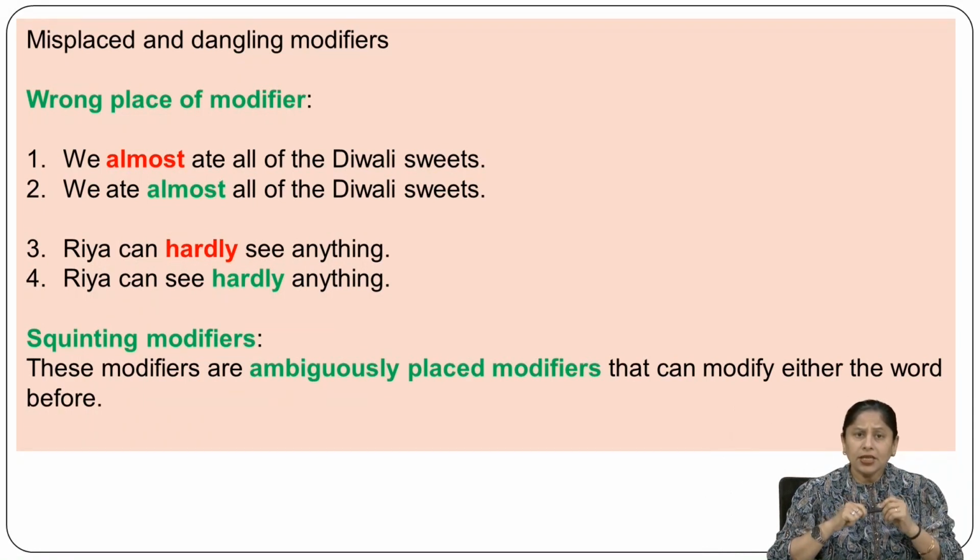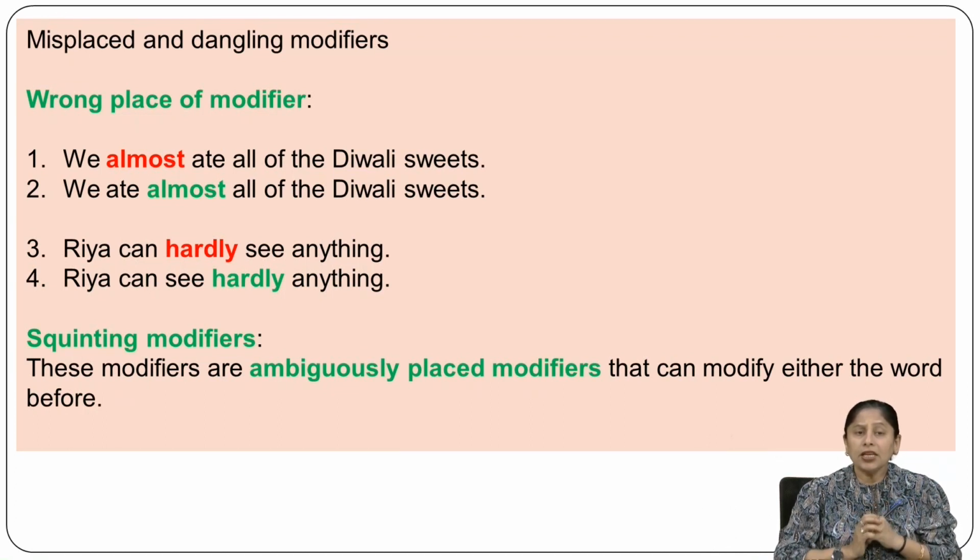As for example, here is the first thing which we are going to learn. It is about misplaced and dangling modifiers. Look, in the initial chapter, unit number 1, part 1, we discussed where the modifier comes, what its exact place is in the sentences. As for example, here there are 2 sentences. You can see, we almost ate all of the Diwali sweets. And the second sentence, we ate almost all of the Diwali sweets.